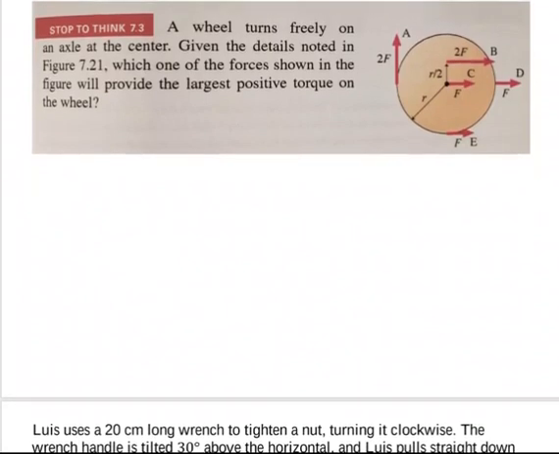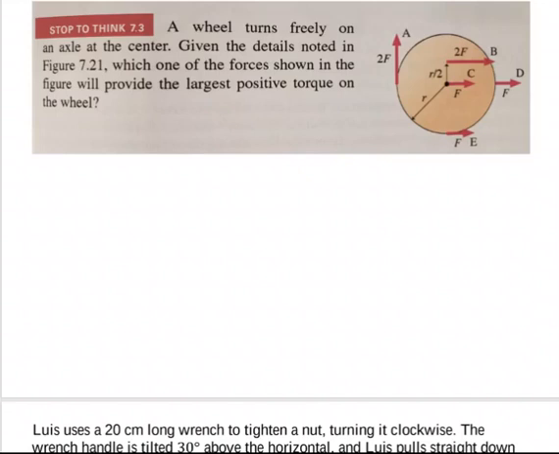A wheel turns freely on an axle. Given the details noted in the figure, which one of these forces shown in the figure will provide the largest positive torque on the wheel? So think about it, and maybe we can eliminate some and come up with an answer. What do you think? I answered A. Everybody thinks A? Perpendicular. So maximum radius, maximum force.